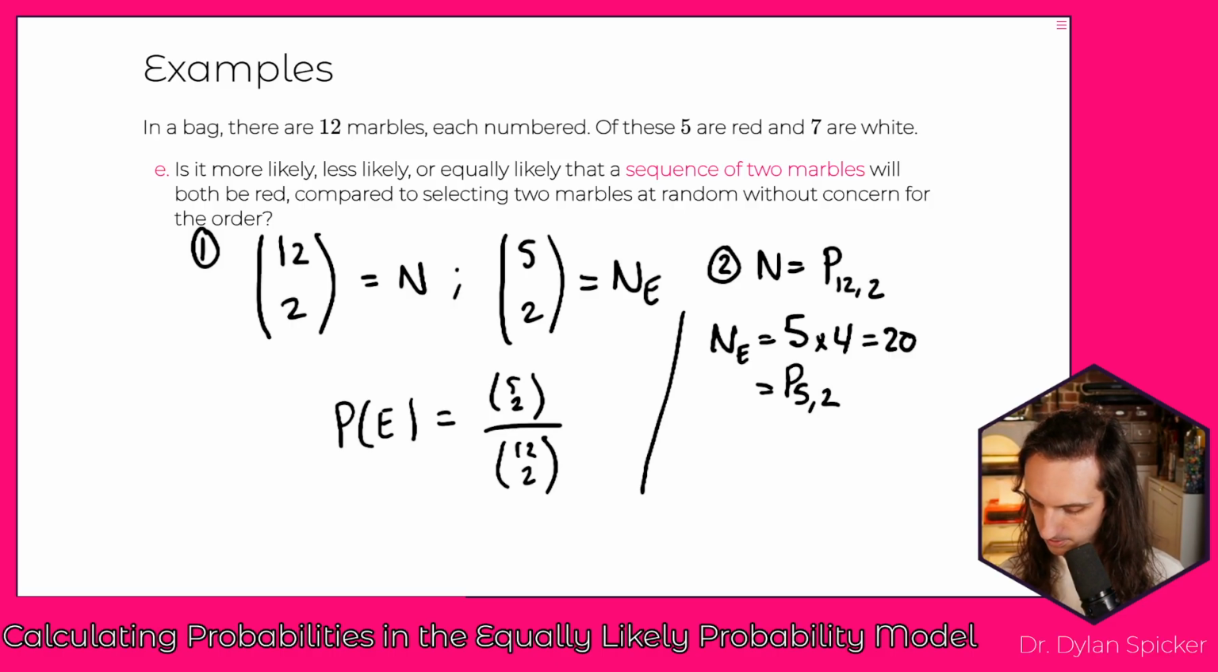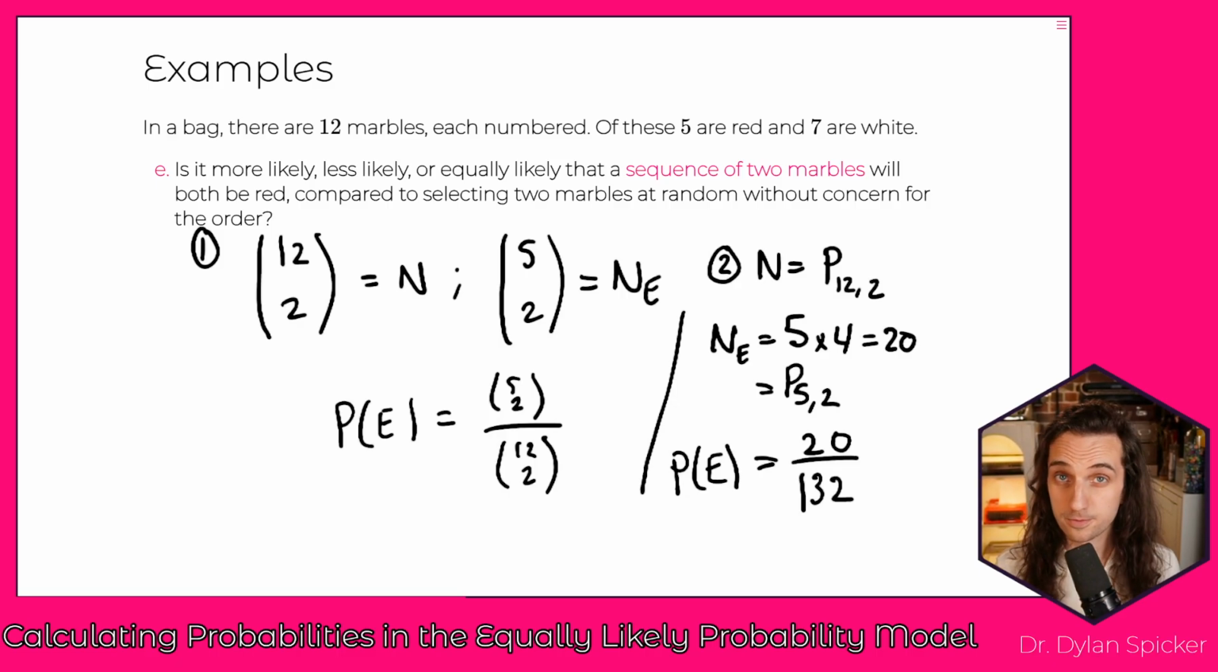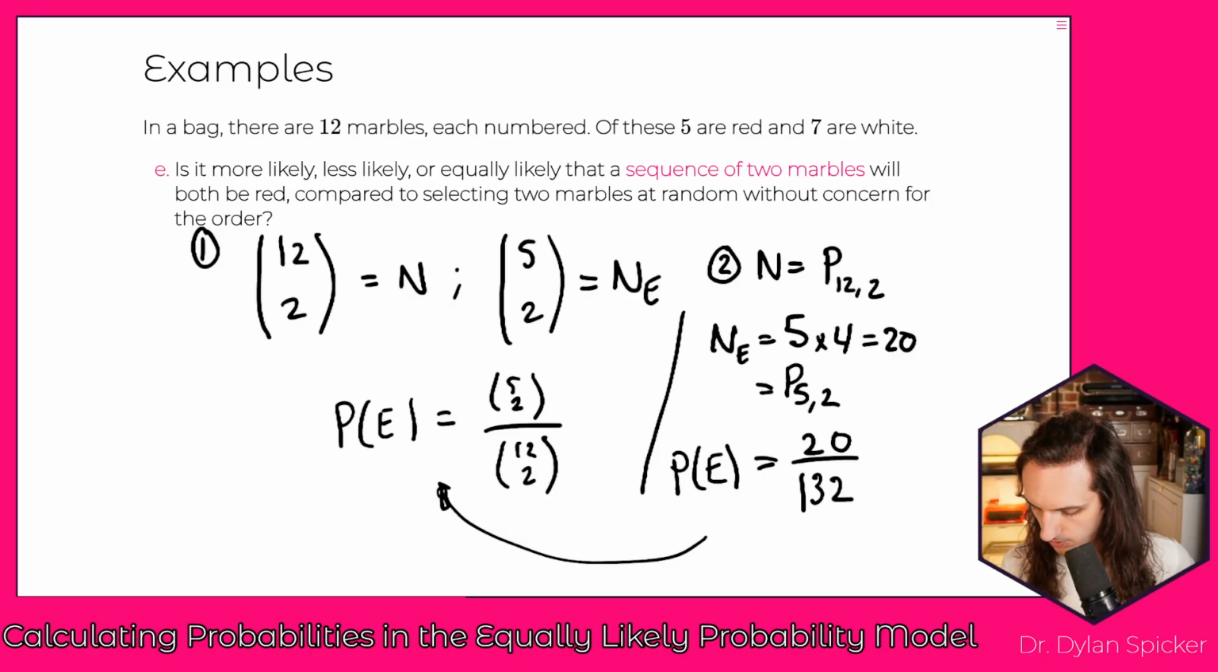And so then our probability here is going to be equal to 20 out of, I believe, that our totals from the previous questions were 132, right? So we can write that down there. So the question is, are these 2 probabilities going to be the same or not? And we could calculate them out and see.